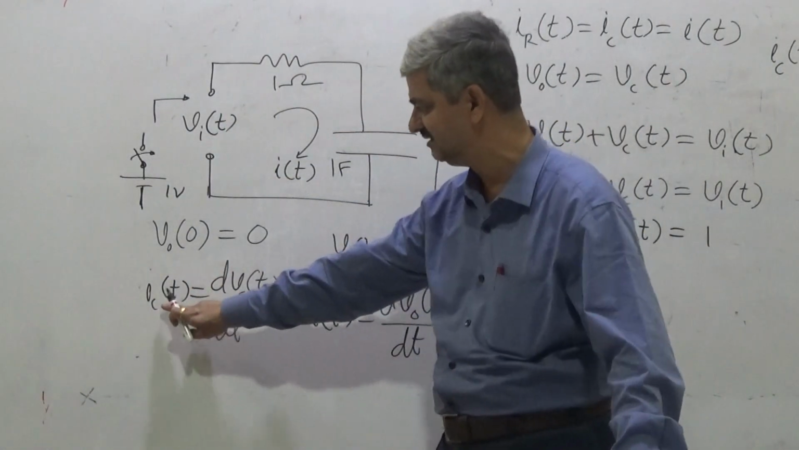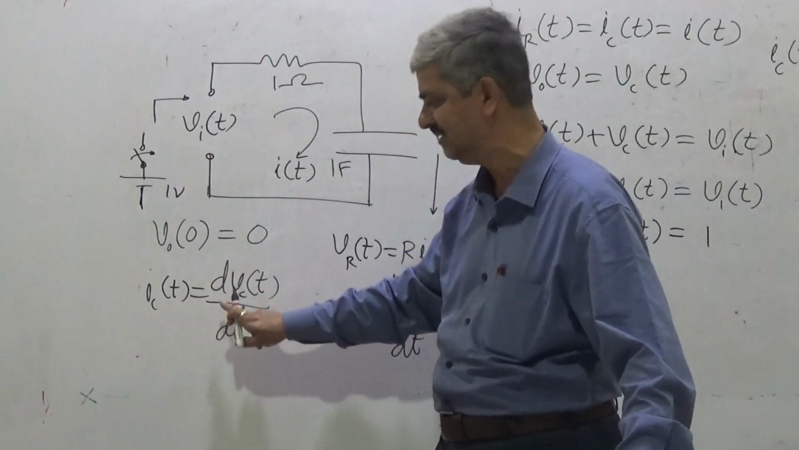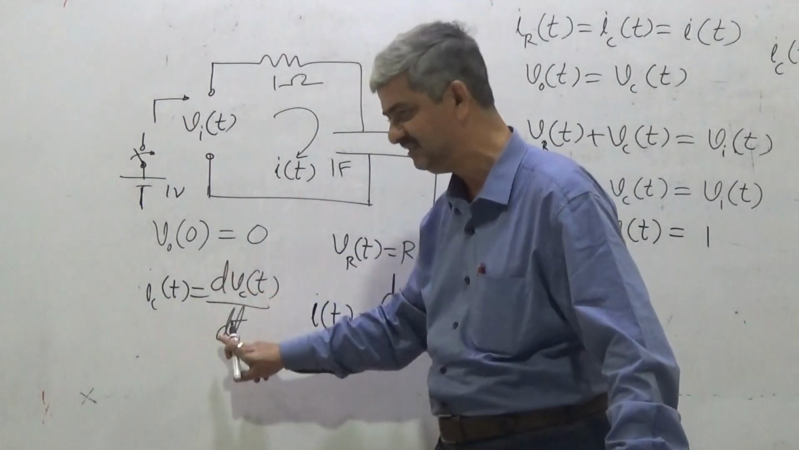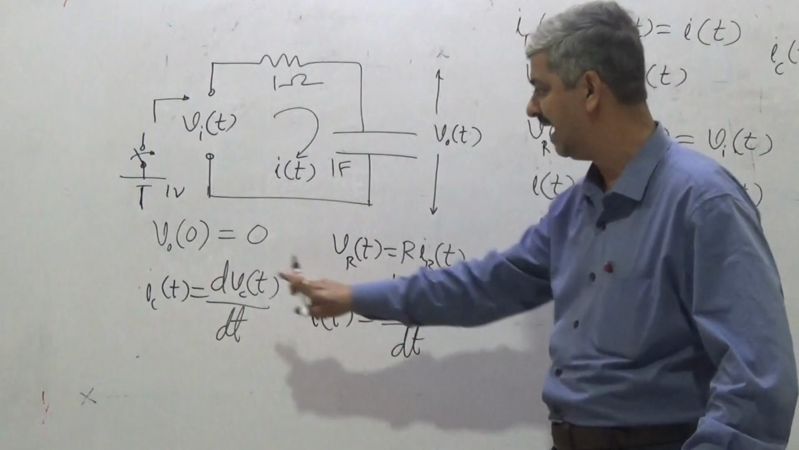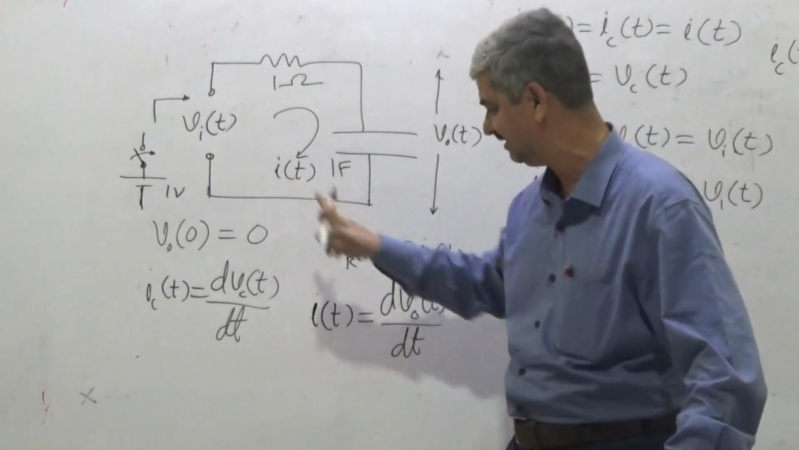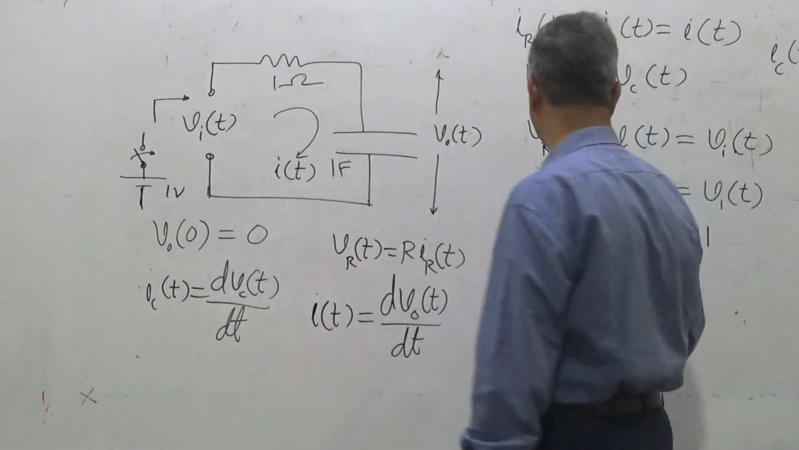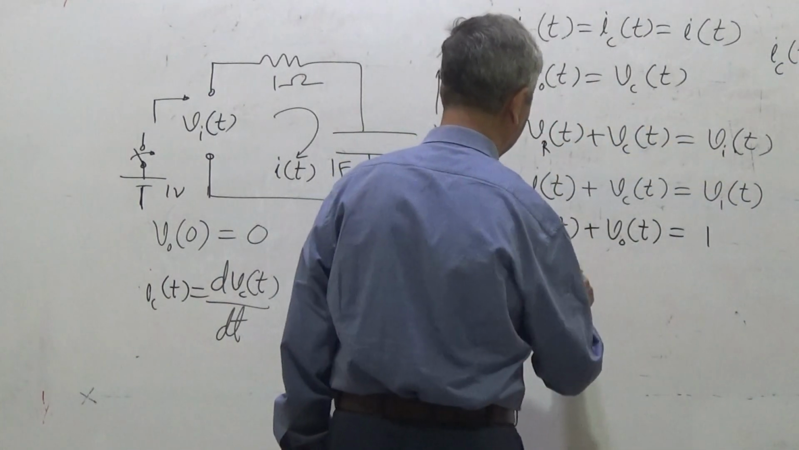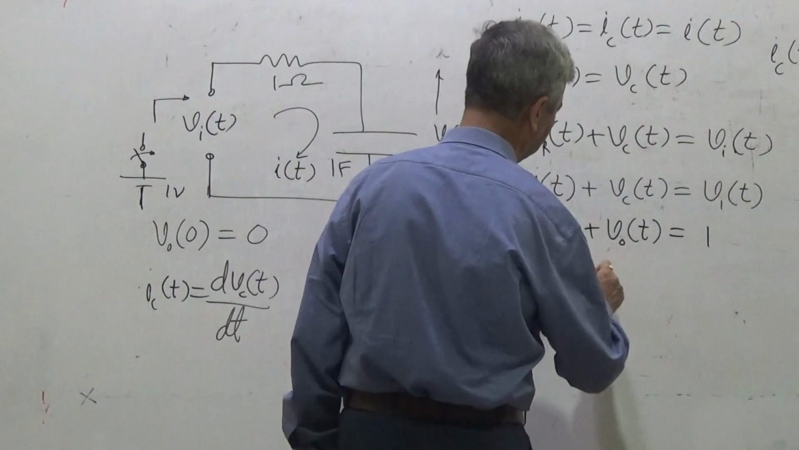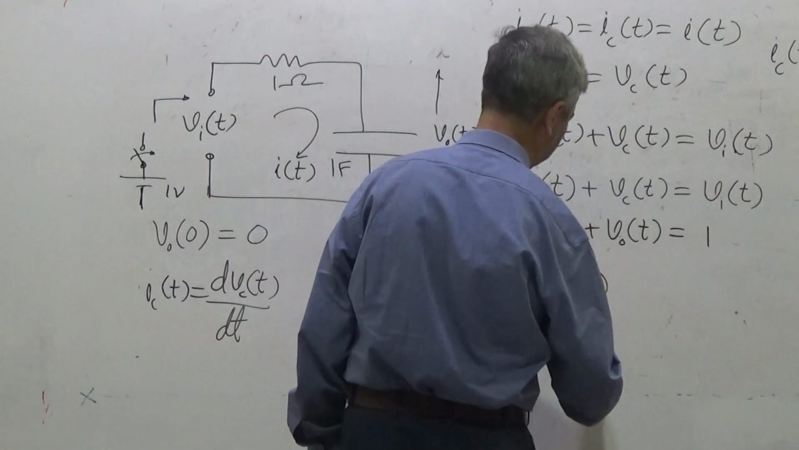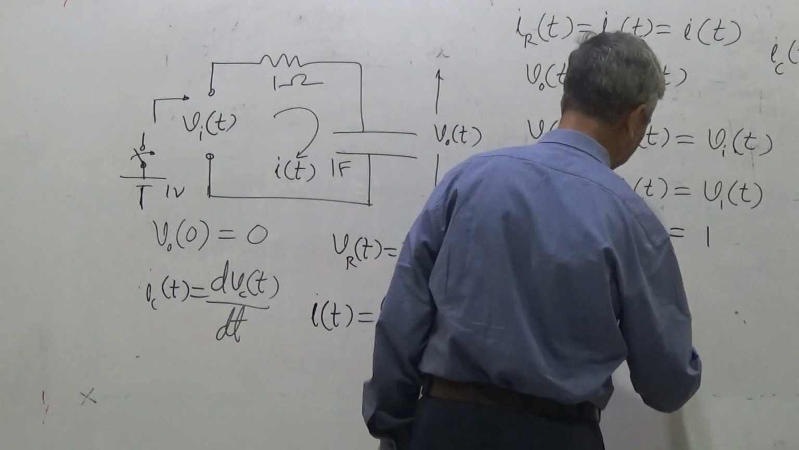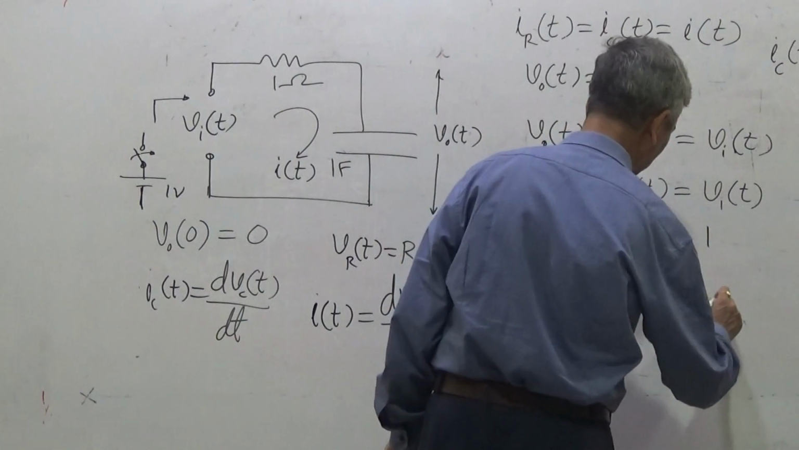It's not a question of agreeing. ICT is equal to C dVC by dt, but C is 1. So ICT is dVCT by dt. But ICT is IT as it is a series circuit. IT is equal to, and VC is VO. So IT is equal to dVOT by dt. So I can put here dVOT by dt plus VOT is equal to 1.